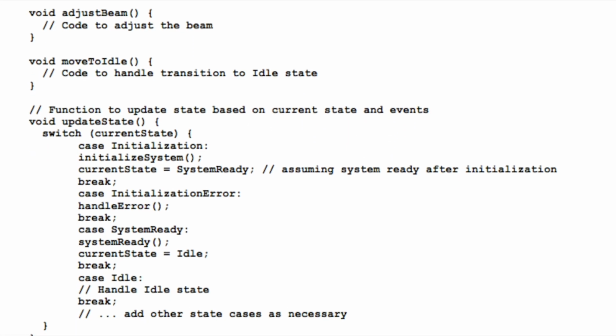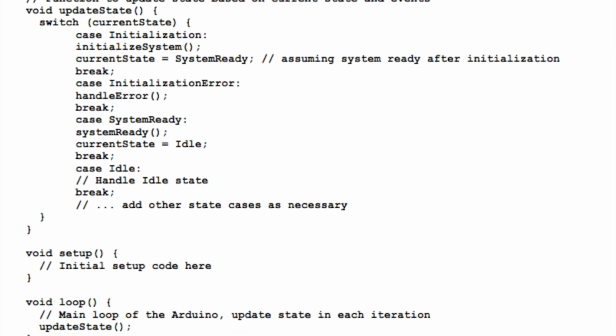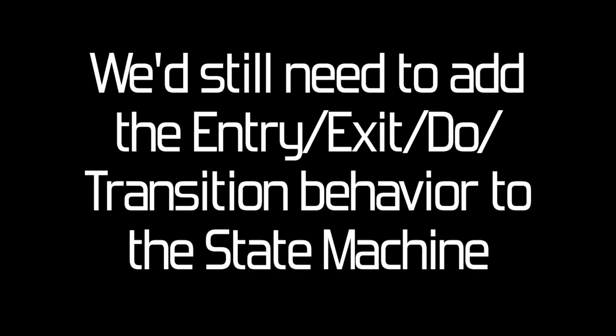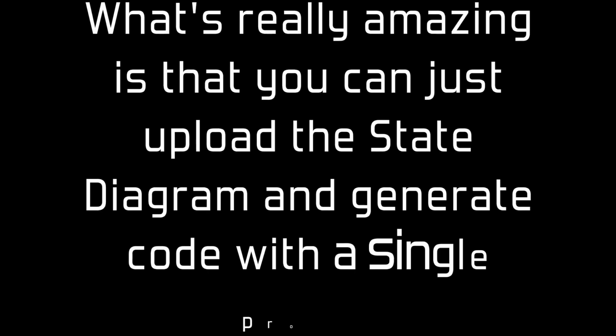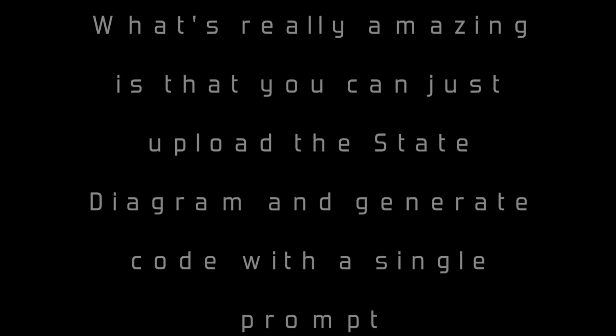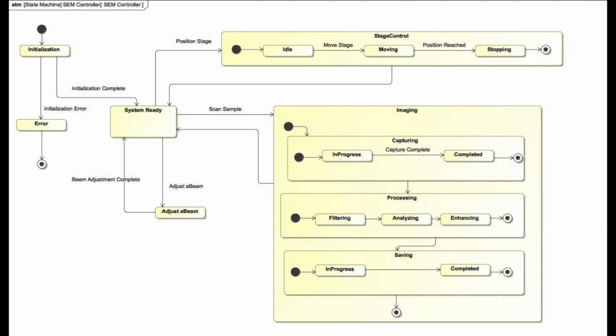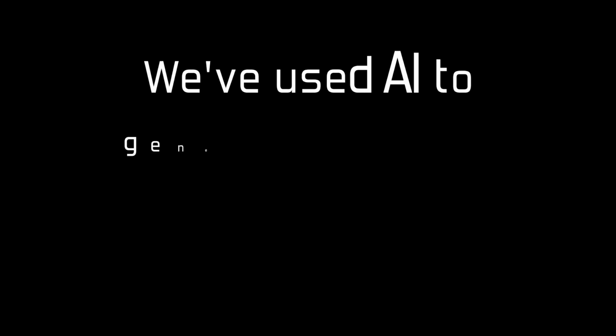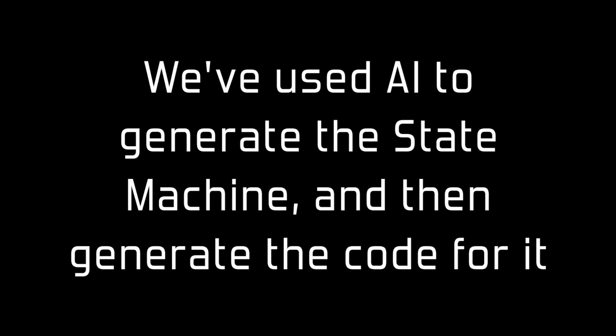Now this code's a little bit simplistic because we haven't put all the do, entry, and exit behavior on the state machine yet. And what's really quite amazing is that you can just upload the state diagram to AI and have it generate code, and it does it. So what you can see is that we can use AI to help us create the state machine, and then you can use AI to generate code, and that is a huge time saver for your project.